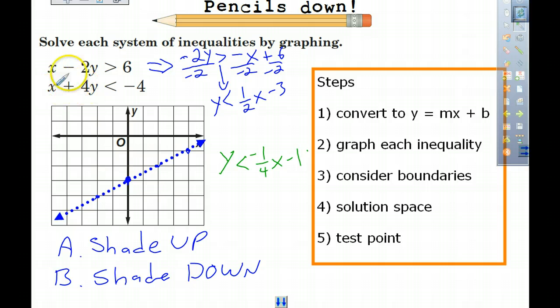It's positive 4 this time, so no problem there. Good. Start at negative 1, down 1, right 4. And also move the negative to the bottom, so up 1. Solid or dash?